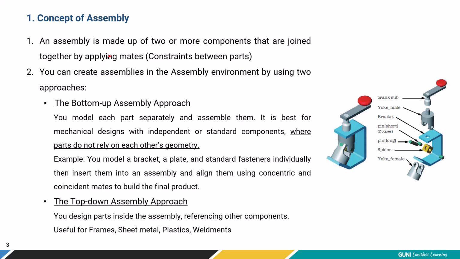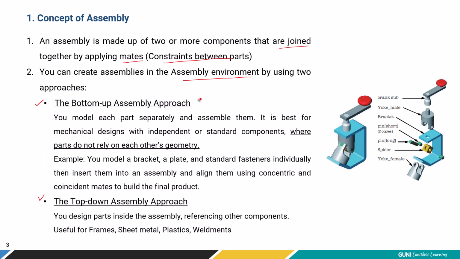Basically, assembly is simply putting two or more parts together. They are joined together by applying constraints. Here in SOLIDWORKS, those constraints are referred to as mates. You can create an assembly in the assembly environment by using two approaches. So you can say there are two methods. One is the bottom-up assembly approach and the second is top-down.